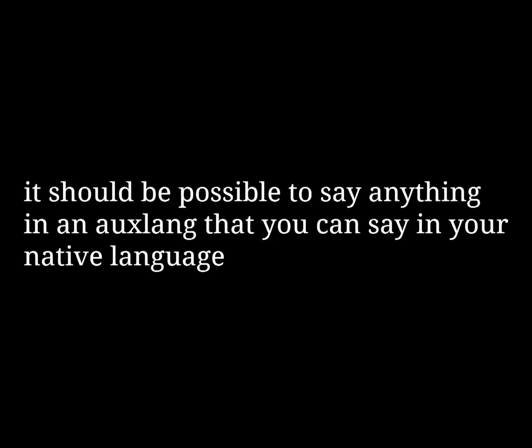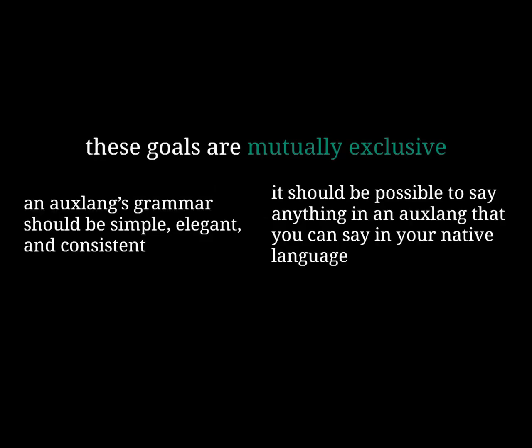It's also commonly agreed that it should be possible to say anything in an auxlang that you can say in your native language, allowing, but not requiring, you to make any of the subtle distinctions that you're accustomed to. Any text may be translated into and out of the auxlang without the loss of any information along the way. These two goals both sound great, and it's impossible to achieve them at the same time. The more things a grammar allows you to do, the more complex that grammar must be, and vice versa.